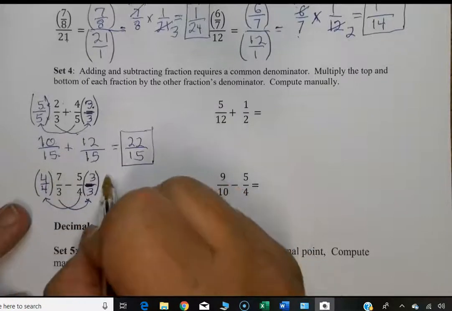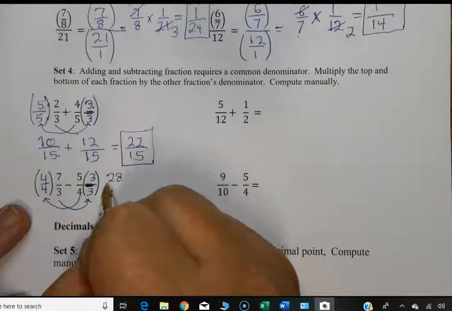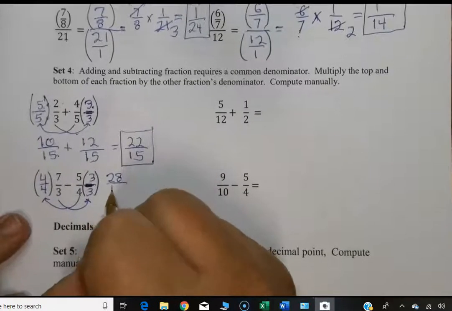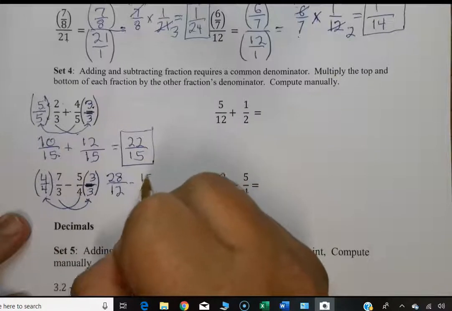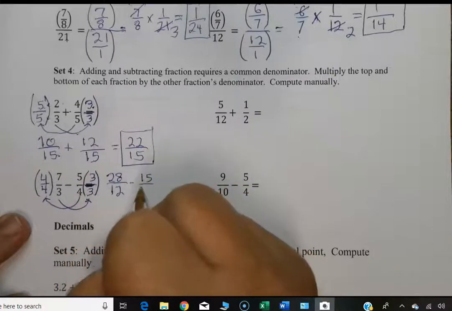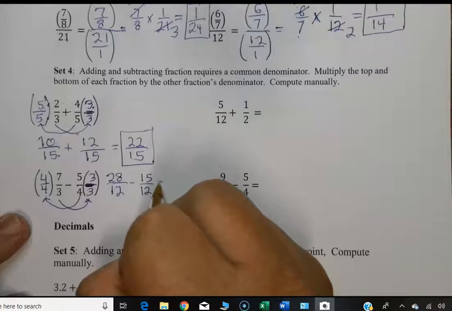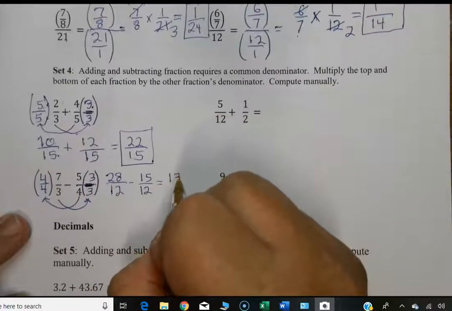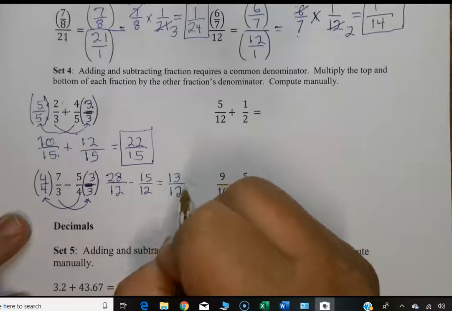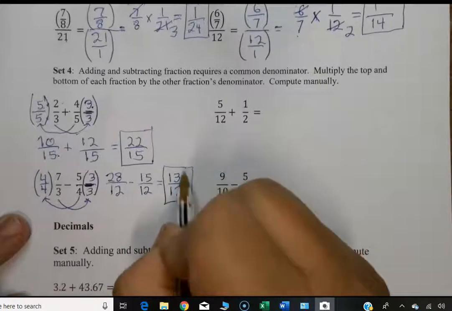So 4 times 7 is 28. 4 times 3 is 12. Minus 5 times 3 is 15. And 4 times 3 is 12. Common denominator. And now you just subtract the numerator. 28 minus 15 is 13. And the 12 stays the same, and that is your answer.